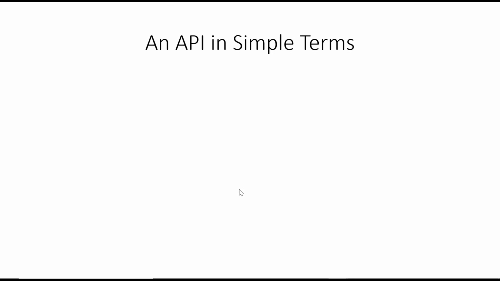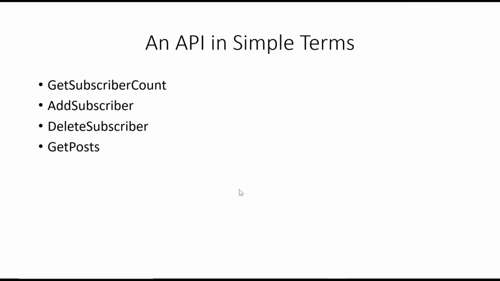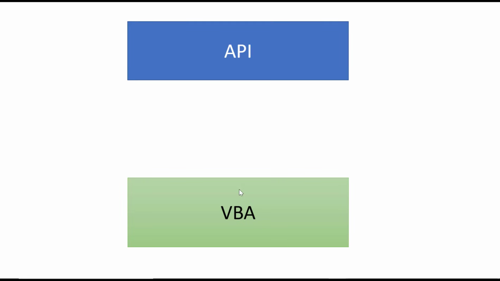So what's an API in simple terms? It's simply a group of functions that allows us to interact with the application. Imagine we have some kind of social media website. We could do things like get the subscriber count, add a subscriber, delete a subscriber, and so on. So how the API works with VBA is as follows. We send a request to the API, and then the API sends us a response.